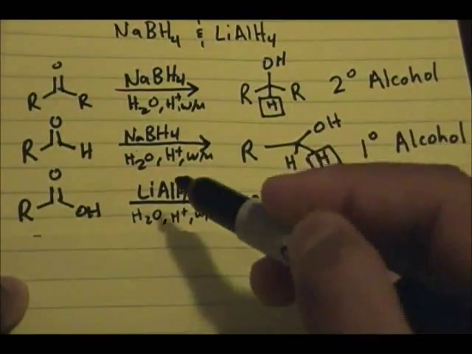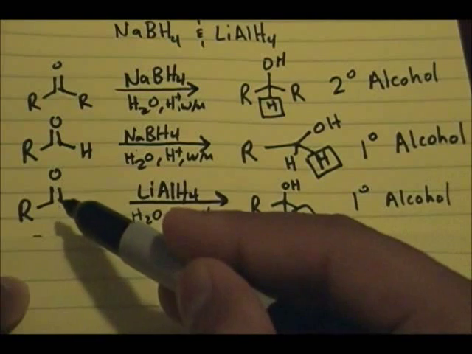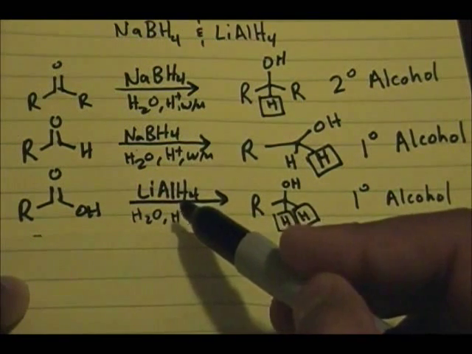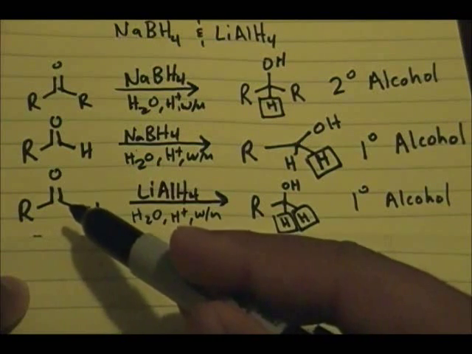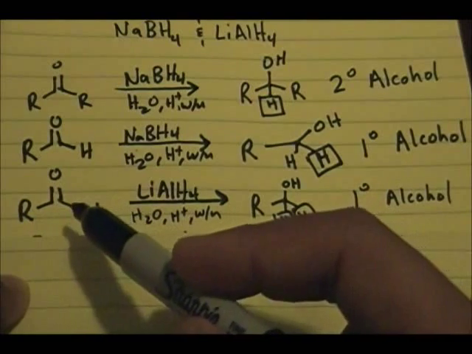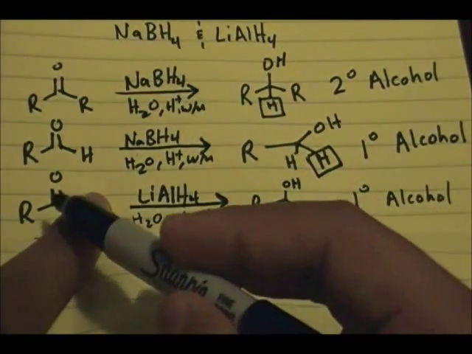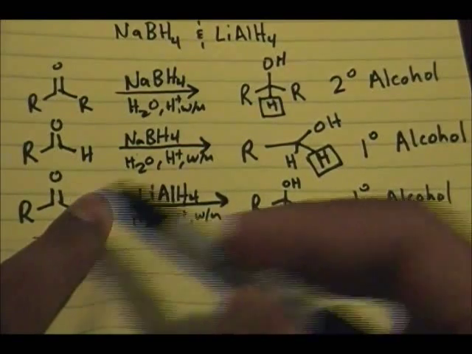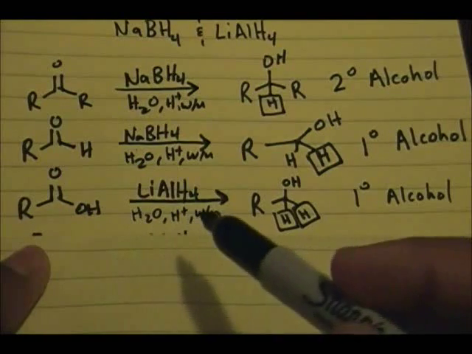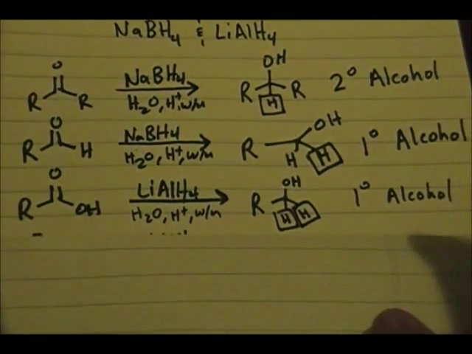So in this case, you cannot use sodium borohydride to reduce the carboxylic acid. You can only use lithium aluminum hydride to reduce the carboxylic acid. And again, you add two hydrogens in here, and it gives you a primary alcohol. Okay, so carboxylic acid with lithium aluminum hydride gives you a primary alcohol.